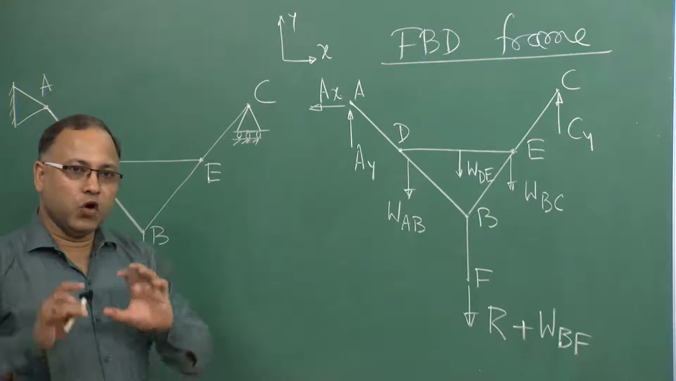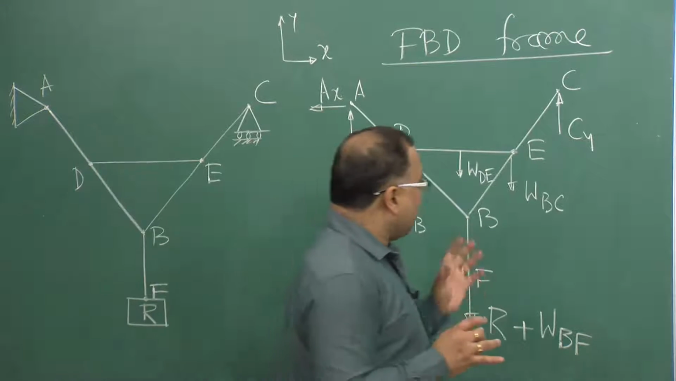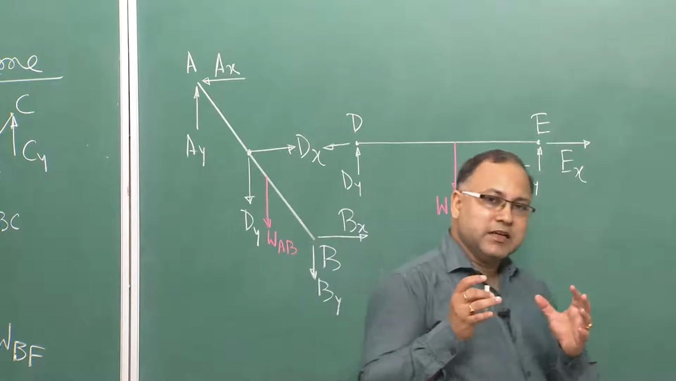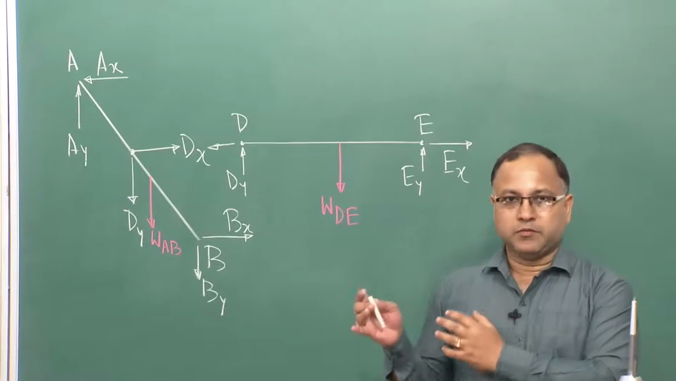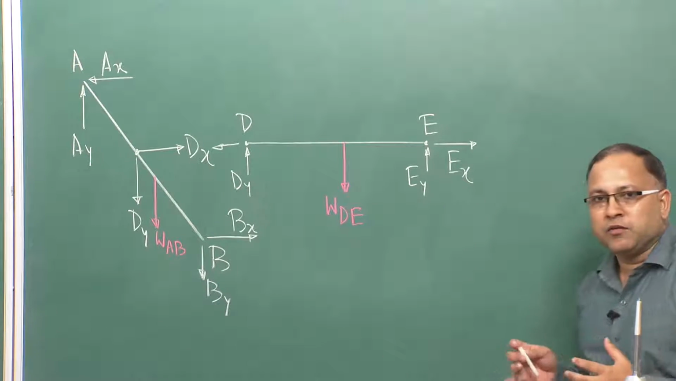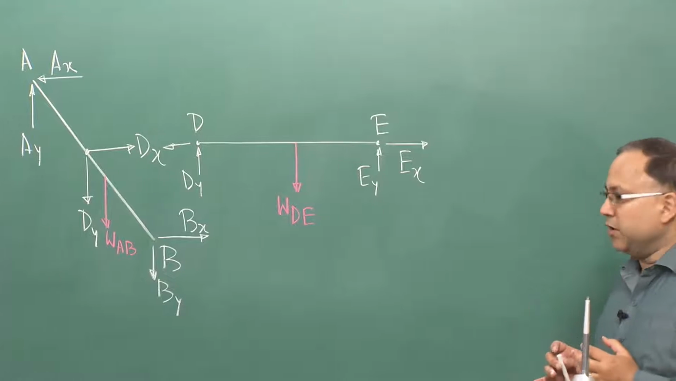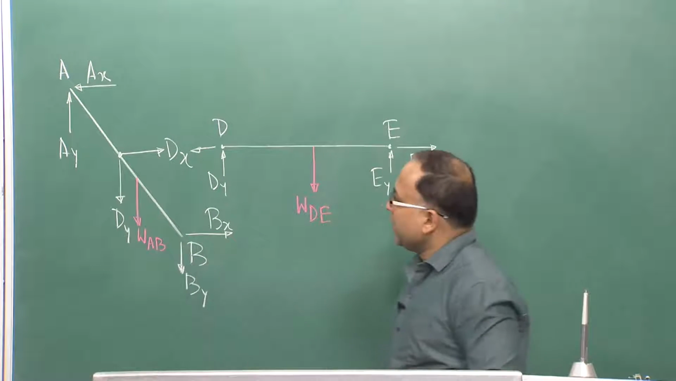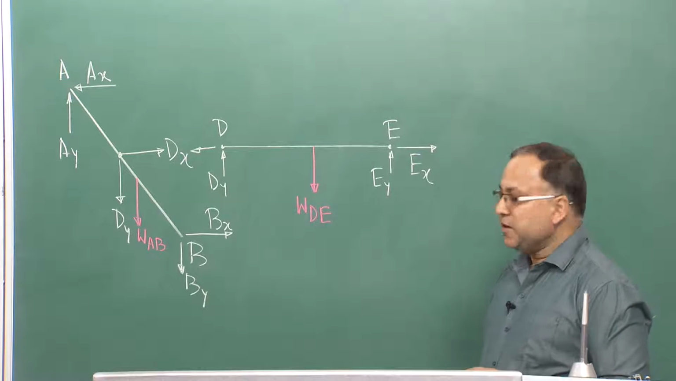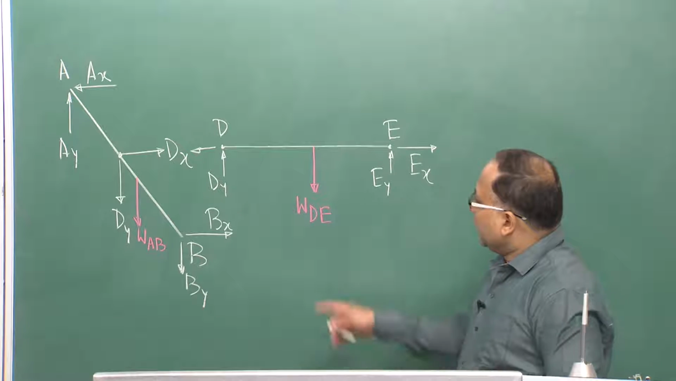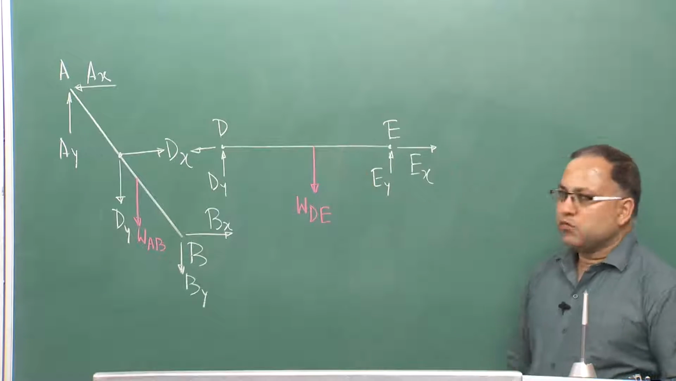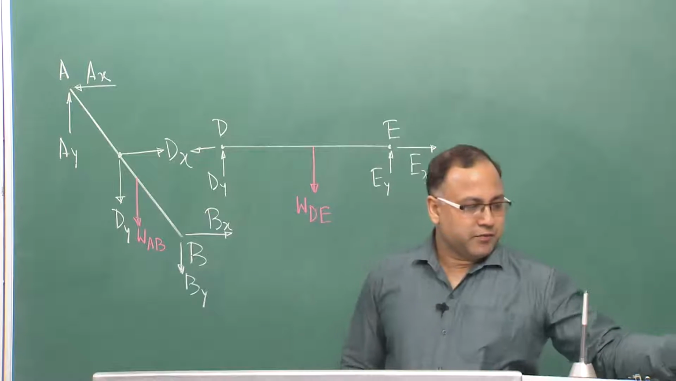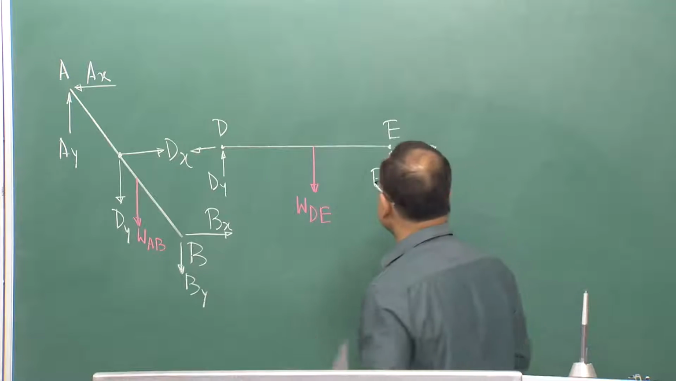Now, after doing this, we are taking out each individual member from the frame and drawing the free body diagram of each individual member. In the last lecture we drew the free body diagram of AB like this, and the free body diagram of DE was like that. Now, we can continue with the free body diagram of say BC.